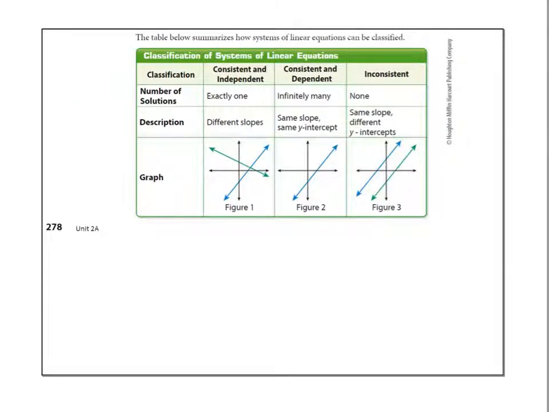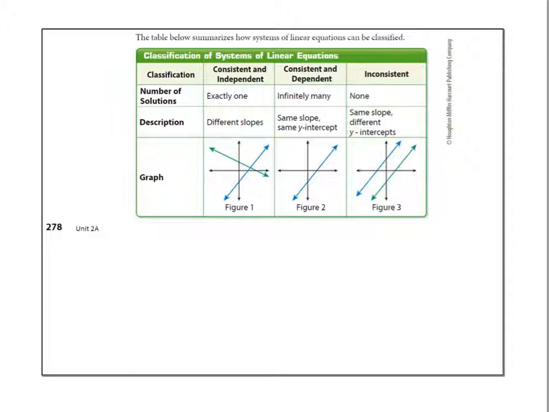So here's our visual for it, and this has the vocab words as well. So if we have exactly one solution, you would know that the slopes are different. If the slopes are different, you're guaranteed to have one solution. So the lines would crisscross, and we call it consistent and independent. If it has infinitely many solutions, that's consistent and dependent, because the lines depend on each other. You end up with just one line, and the equations would have the same slope and the same y-intercept. So everything would be the same.